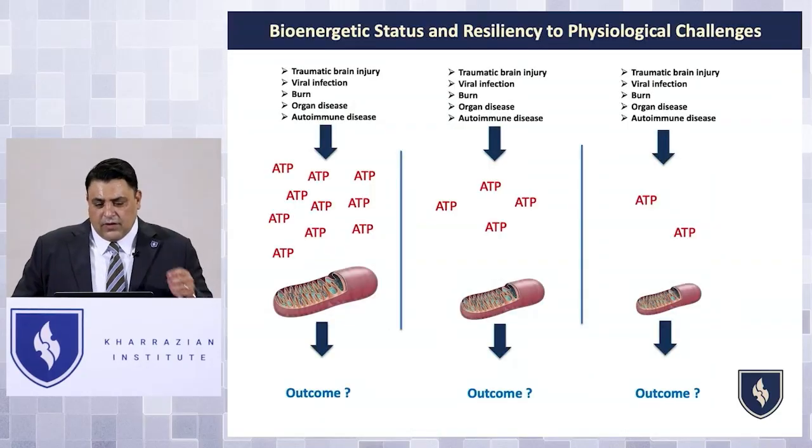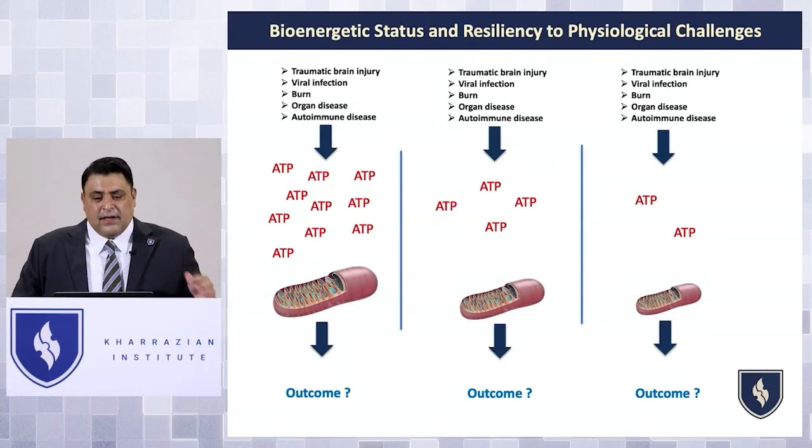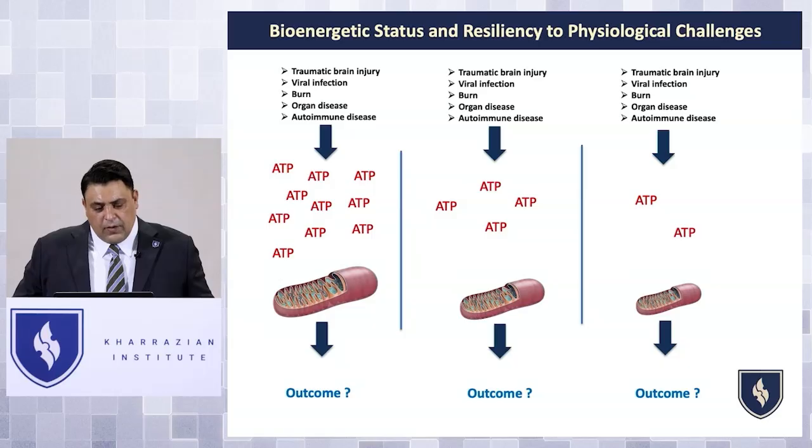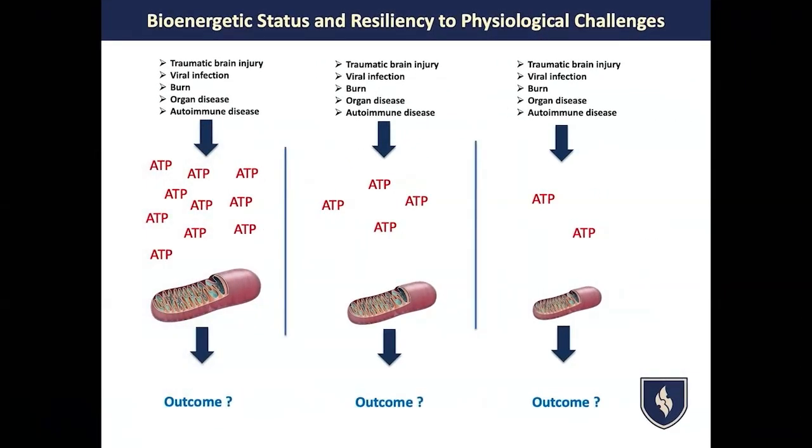Here's a slide to illustrate some points and some concepts as we go through the material. So I put 3 different scenarios here, and I put 5 different types of clinical presentations. So traumatic brain injury, let's say viral infection, burn, organ disease, maybe it's alcoholic fatty liver, it could be anything, autoimmune disease, maybe it's RA. It doesn't really matter, but those are the main categories.